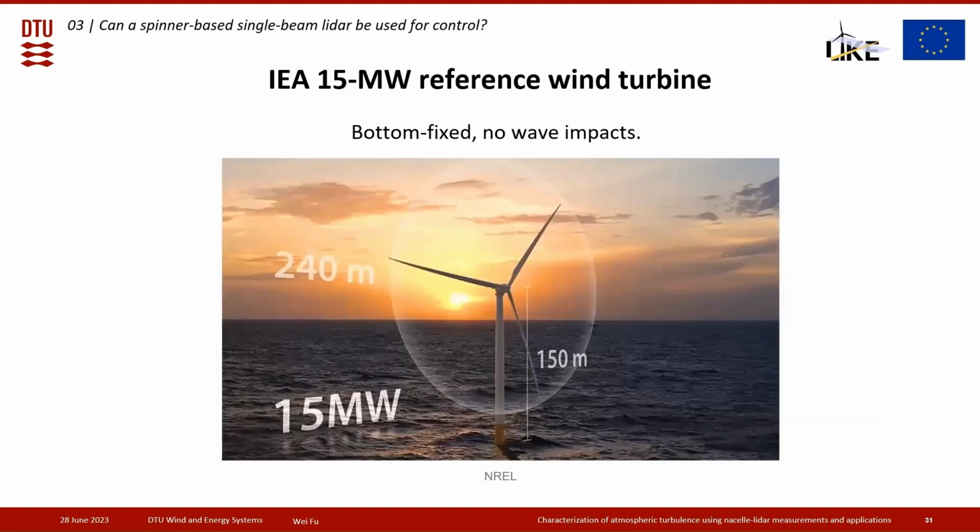Our reference wind turbine here is the IEA 15 megawatt wind turbine, which has a rotor diameter of 240 meters and a hub height of 150 meters. In our simulations, we assume a monopile case, so the bottom is fixed, and we assume there's no wave impact.